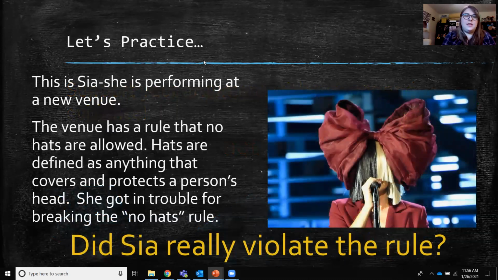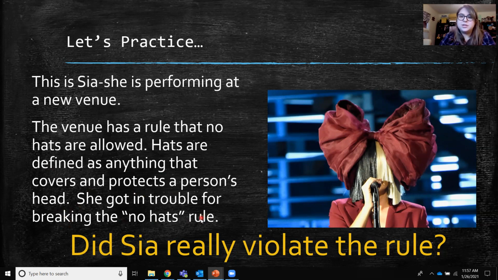All right, so this performer is Sia. She had a couple of hits a couple of years ago, and I happen to really enjoy her music. And so I came up with a scenario. When Sia performs, she wears these really big bows on her head. So if you notice, that's her head right there. So this is just a gigantic bow. So I came up with this situation. She is performing at a new venue, so a new location. The venue has a rule that no hats are allowed. Hats are defined as anything that covers and protects a person's head. She got in trouble for breaking the no hats rule.